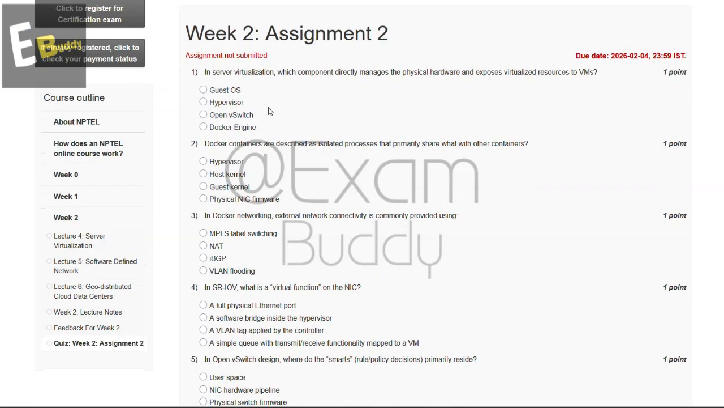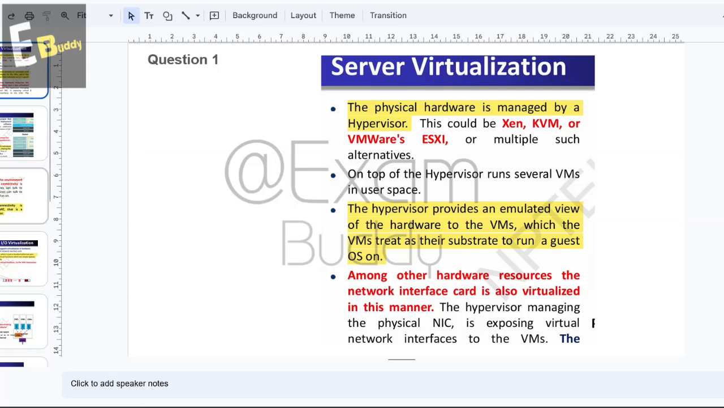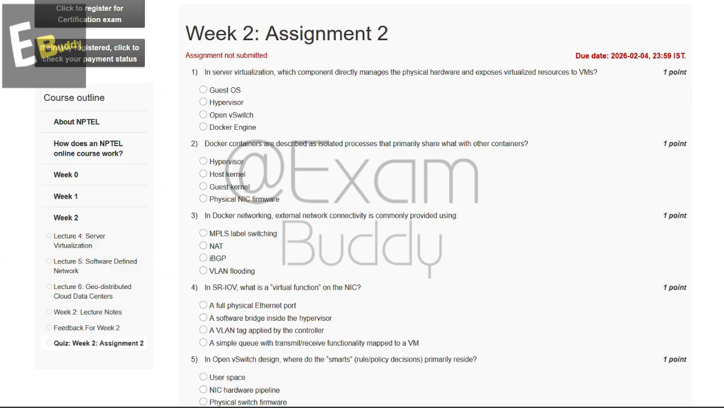So the first question is, in server virtualization, which component directly manages the physical hardware and exposes virtualized resources to VMs? So these are the options, and now let's check the explanation. The explanation says the physical hardware is managed by a hypervisor. The hypervisor provides an emulated view of the hardware to the VMs, which the VMs treat as their substrate to run a guest OS on. So the answer of our first question is B, hypervisor.